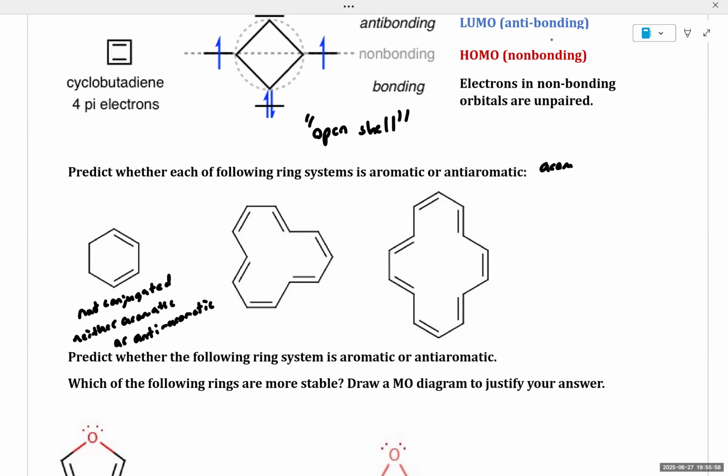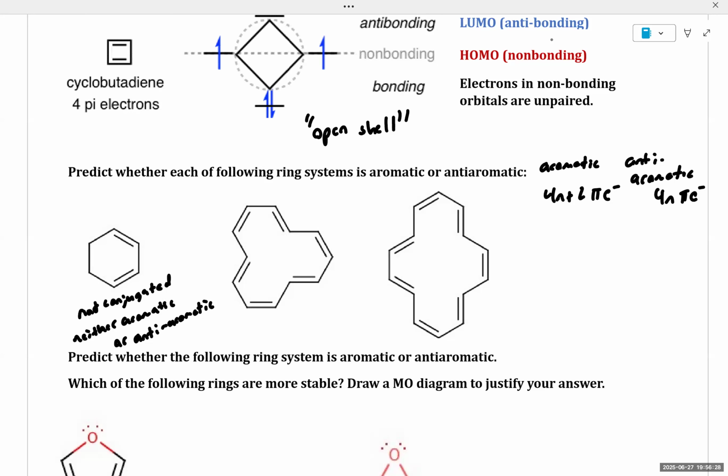As a reminder, an aromatic system follows 4n plus 2 pi electrons, fully conjugated, while anti-aromatic systems have 4n pi electrons. With this in mind, take a look at these next 2 ring systems and tell me whether they're aromatic or anti-aromatic. Pause the video, work through these examples, and then we'll discuss.